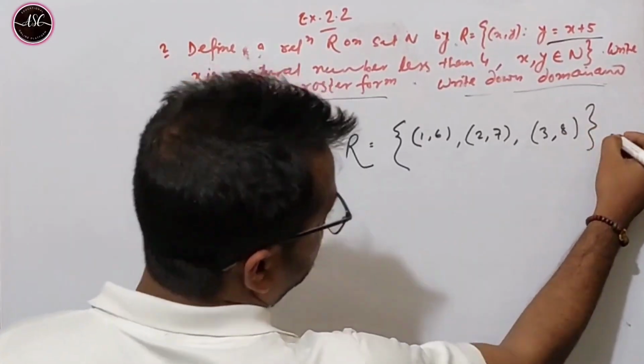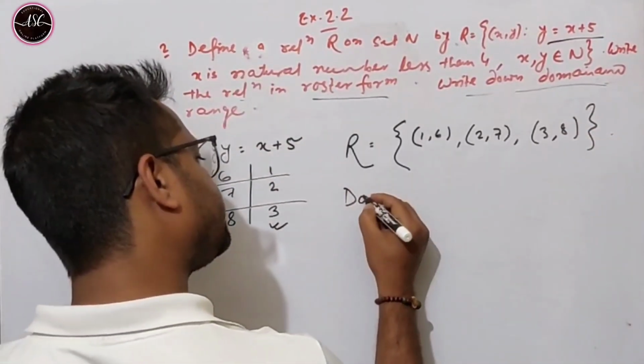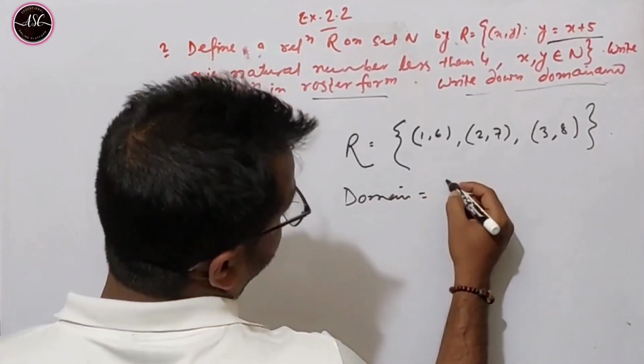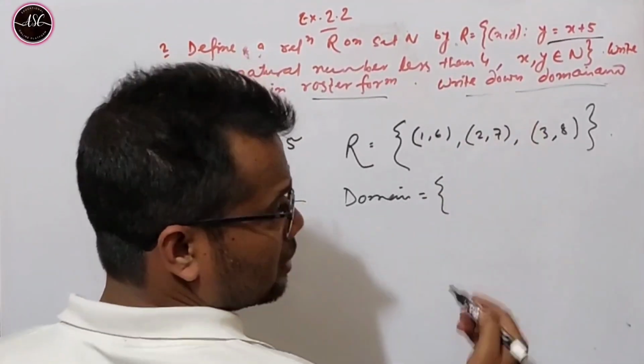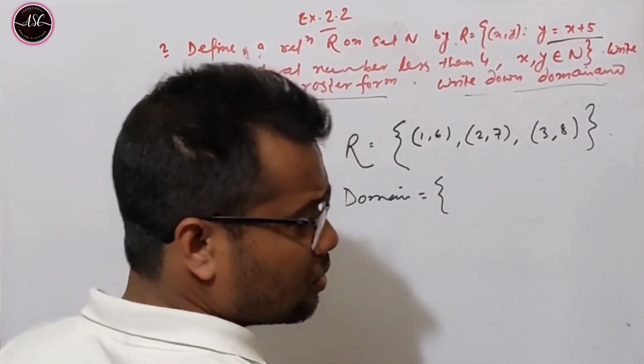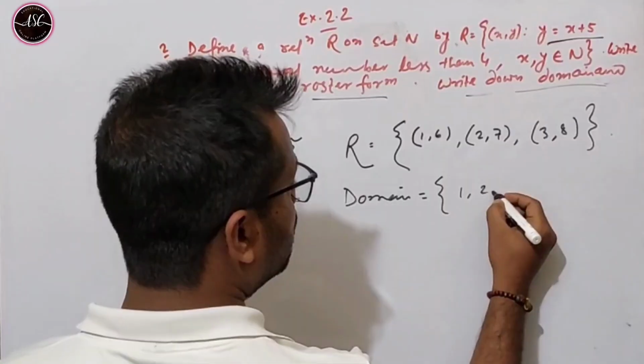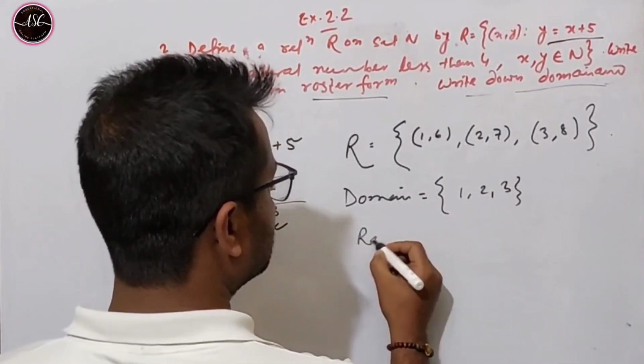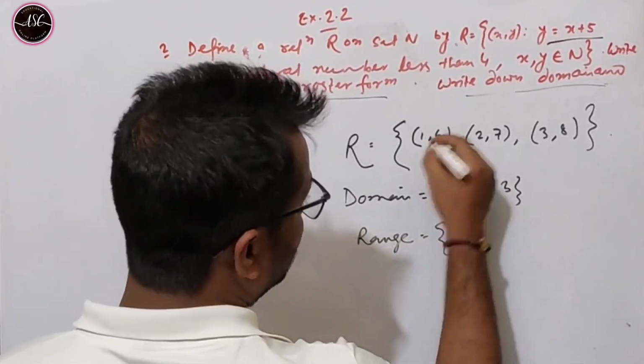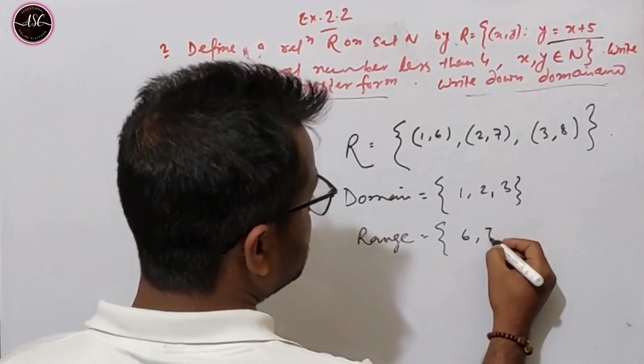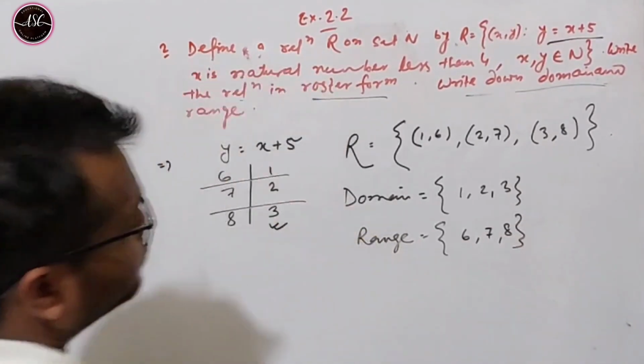Okay. Then domain will be the set of all the first elements in the ordered pairs in the relation. So 1, 2, 3. Okay. Then range will be all the second elements. That means 6, 7 and 8. Okay. Just look at this question.